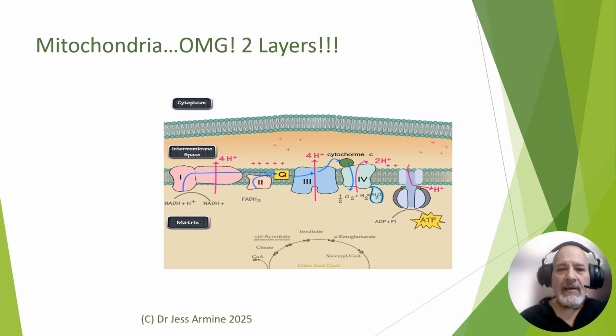So if the inner mitochondrial membrane is leaky, these high energy protons leak out, and ATP synthase slows down, and you don't get as much ATP or any at all. So it's really important to have patent cell membranes.